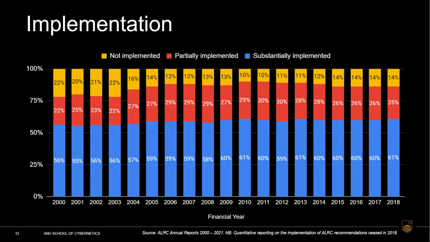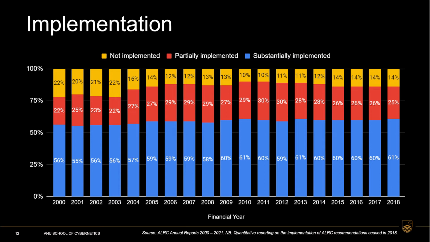So substantially implemented refers to the implementation of the majority of recommendations in the report, whereas partially implemented refers to implementation of at least one, but less than half of the recommendations in the report. And these levels have remained relatively consistent over the last 2 decades, even while the ALRC has completed 25 additional reports between 2000 and 2018. However, there are 2 other points we wanted to note in relation to the implementation of ALRC reports.